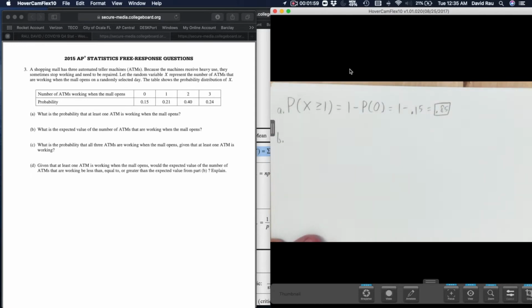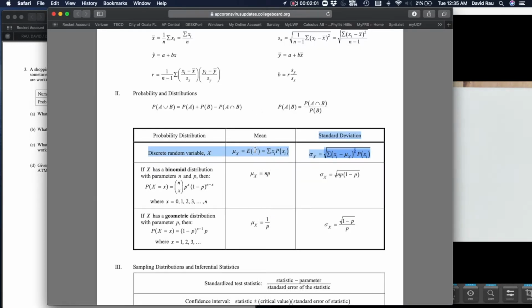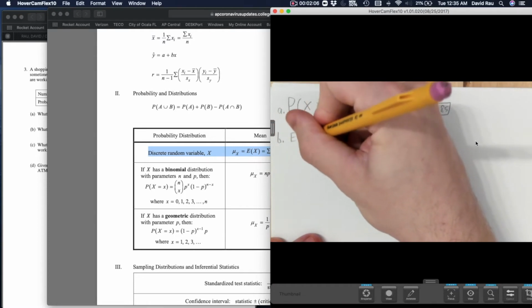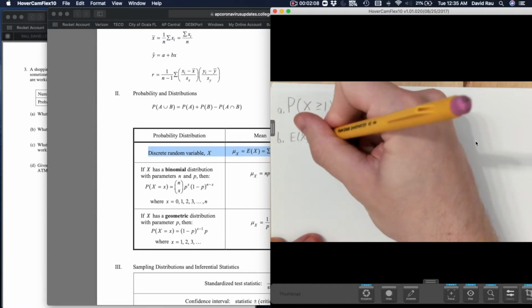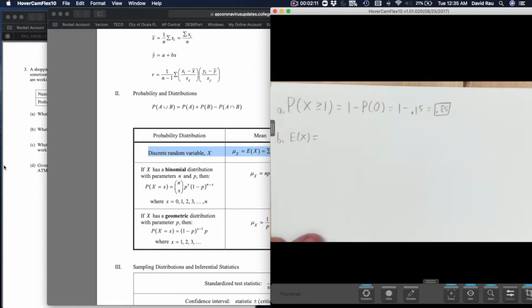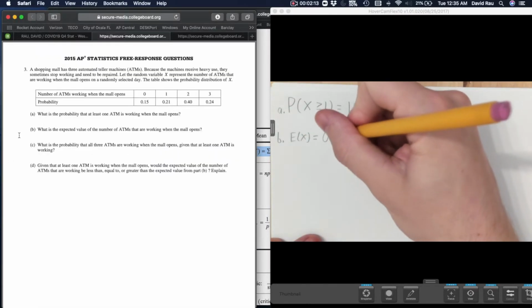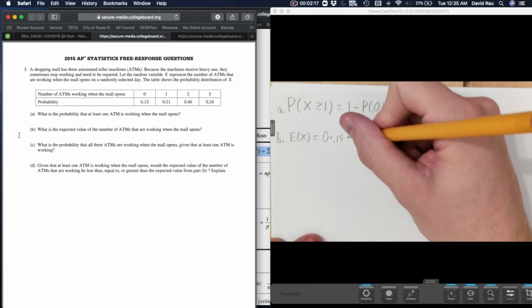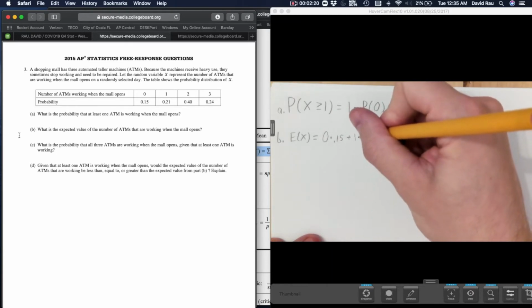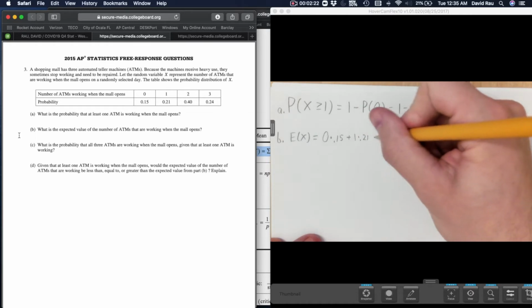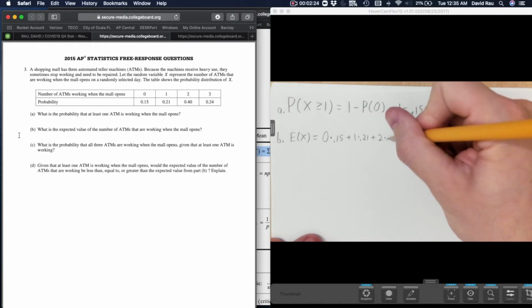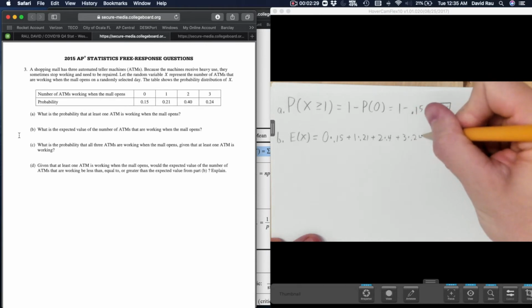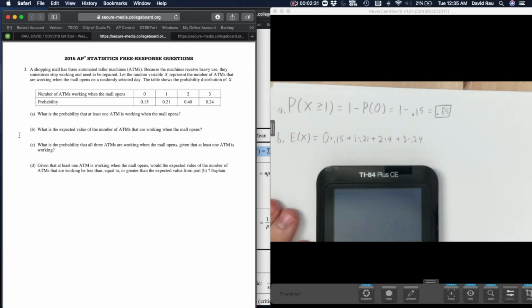Okay, part B, the expected value of ATMs. That's where I'm going to look at my reference sheet. It's called E of x, sometimes called the expectation of x, and that is simply each value times its associated probability. So 0 and the 0.15 multiplied together, plus 1 times its probability, which is 0.21, plus 2 times 0.4, plus 3 times 0.24. And unfortunately, I need a calculator now.